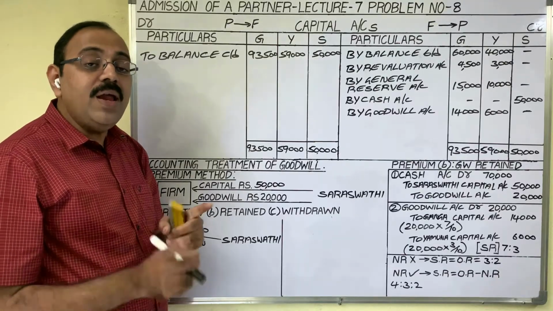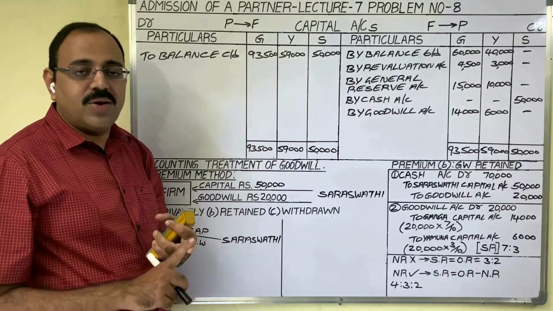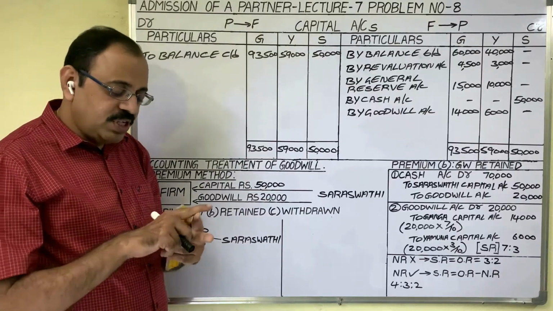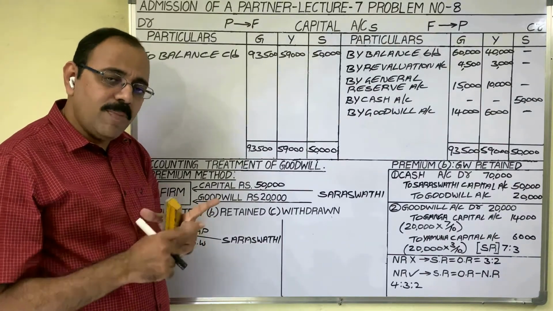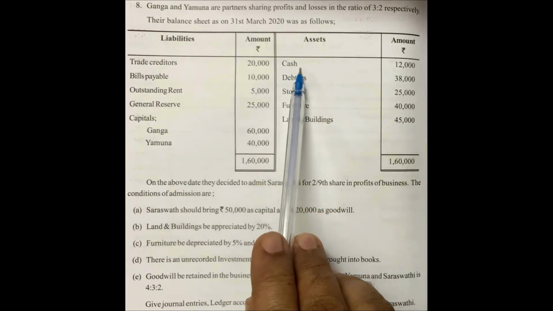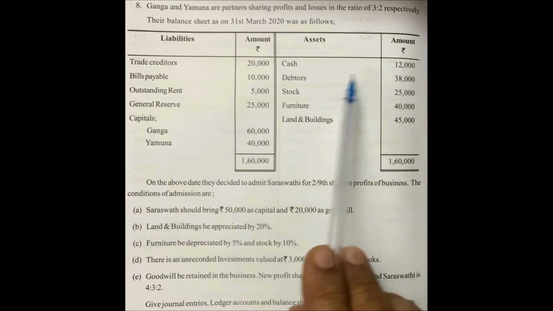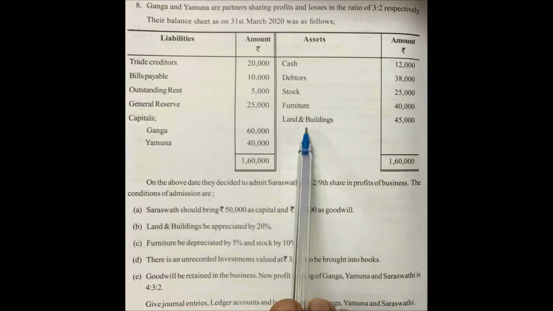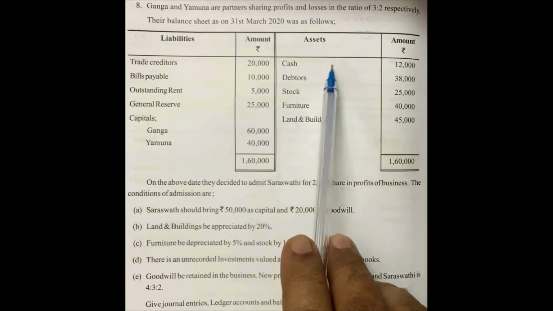Next we have to prepare the cash account or bank account. Now the doubt is which account we should prepare, cash account or bank account? In the old balance sheet under the asset side he is giving a cash balance of 12,000 rupees and the bank balance is not there. Therefore we have to prepare the cash account in this problem.